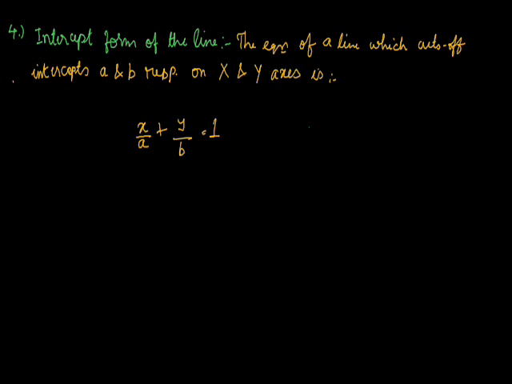For that, let me first draw both axes. So this is my y-axis, this is the x-axis. Let's say this is the line L, which makes x-intercept and y-intercept as A and B. X-intercept is A, that means this point of intersection. Let me have some other color for the intersection point. So these are the 2 points of intersection of the lines on x-axis and y-axis respectively.